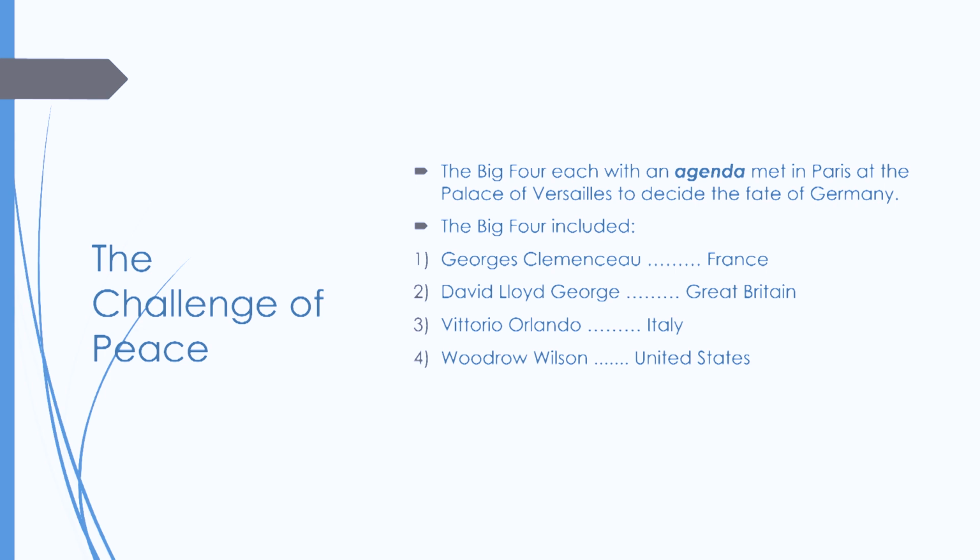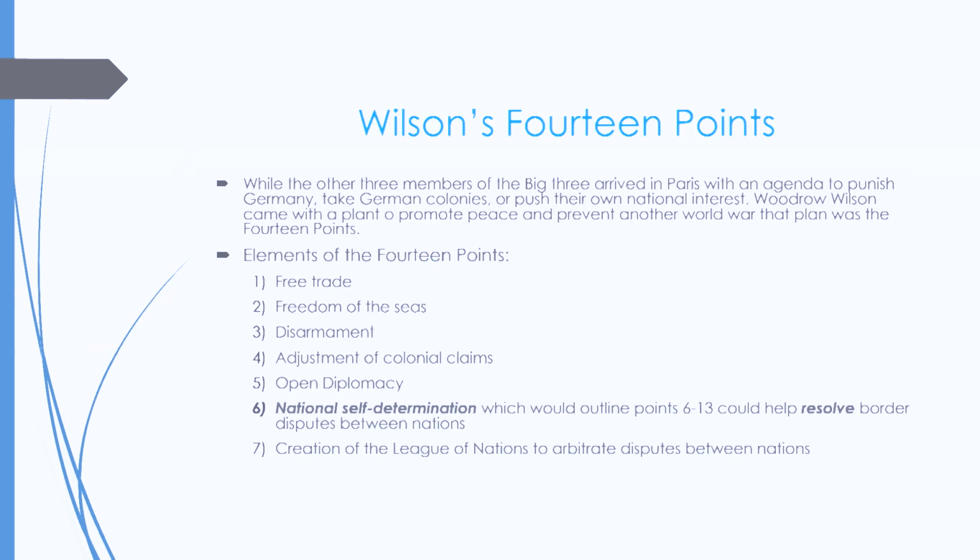The challenge of peace: the Big Four, each with an agenda, met in Paris at the Palace of Versailles to decide the fate of Germany. The Big Four included Georges Clemenceau, of course, from France, David Lloyd George from Great Britain, Vittorio Orlando from Italy, and Woodrow Wilson, of course, from the United States.